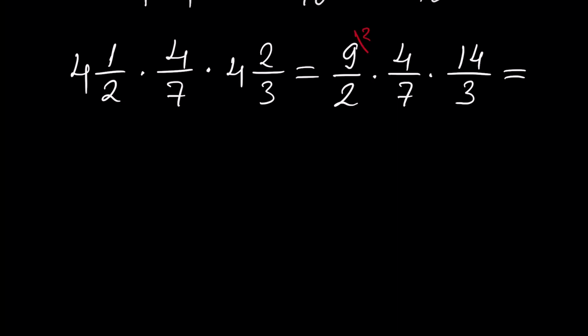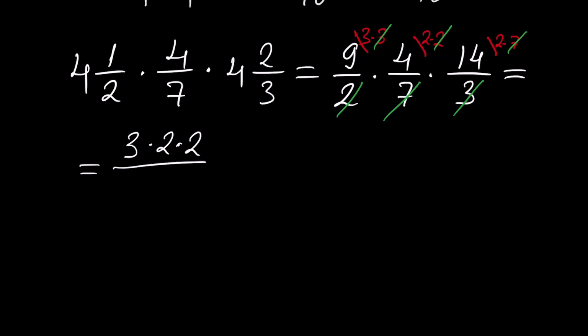9 is 3 times 3. 4 is 2 times 2. And 14 is 2 times 7. When we perform cancellation, this number 3 is cancelled by this number 3. 2 is cancelled by this number 2. And this 7 is cancelled by this number 7. So we have in numerator 3 times 2 times 2, and denominator is 1. This is 12.